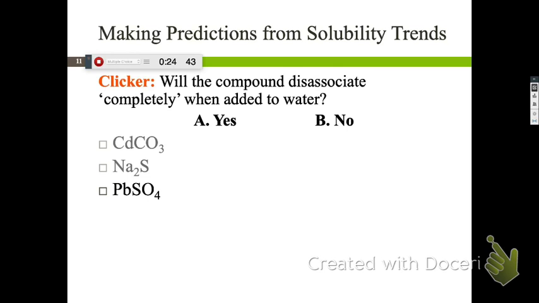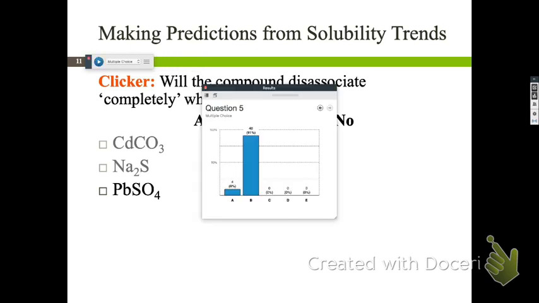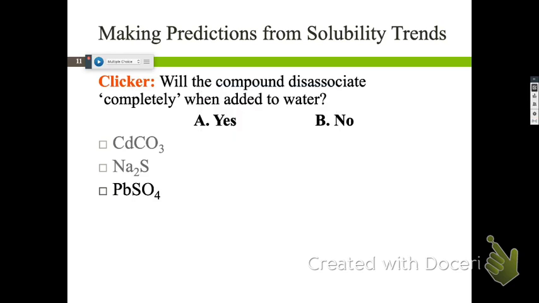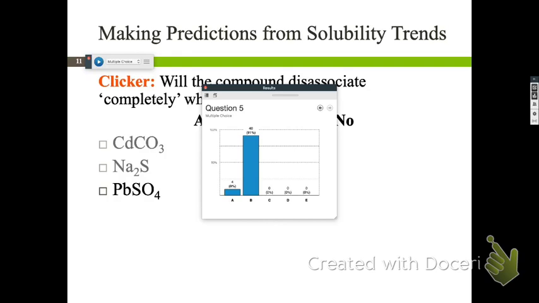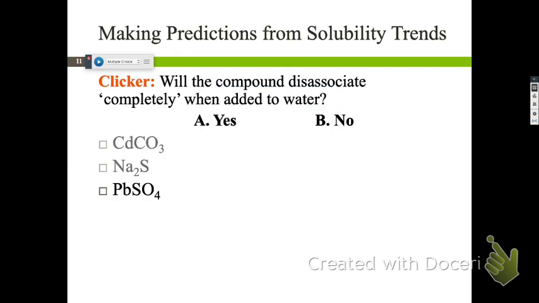Not quite as confident on this one. We're saying that no, this one will not. Can we find that on the table? So lead 2 plus, almost all the way over on the right. Lead 2 plus is pretty insoluble with most things. We can go down and then find sulfate, which is about halfway down the anions. So I agree with you guys that that is not going to completely dissolve.